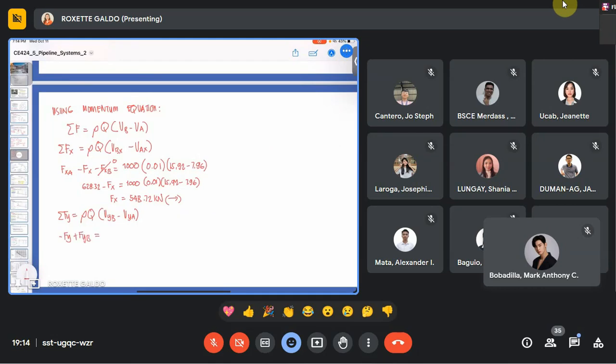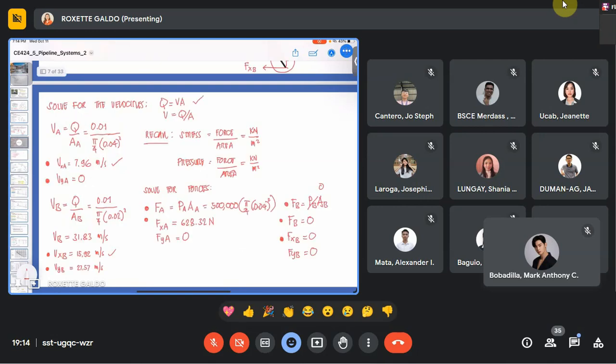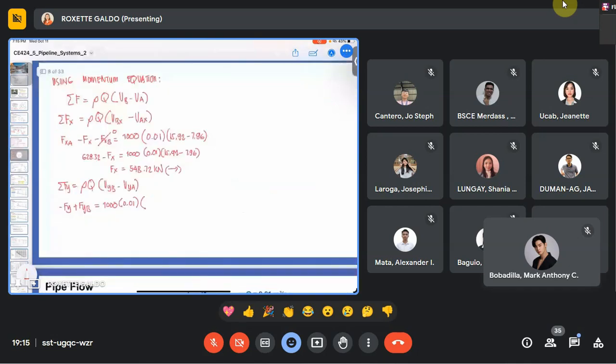Is equal to 1,000 times 0.01 times Vyb. What is Vyb? It is 27.57 already, minus Vya, which is 0. Okay. Fyb is 0. So, Fy is equal to how much?